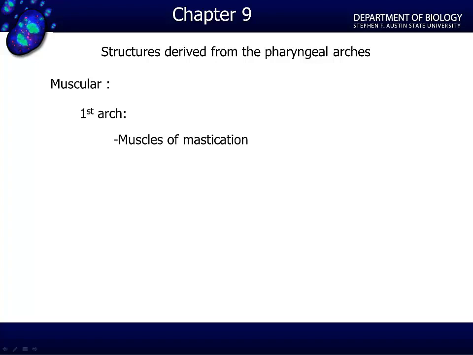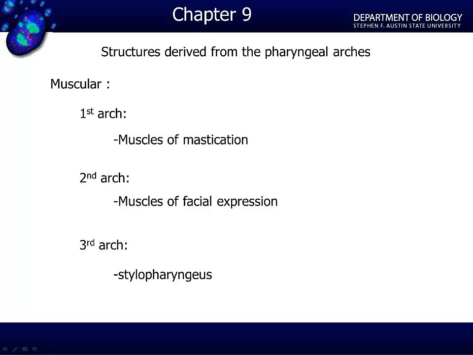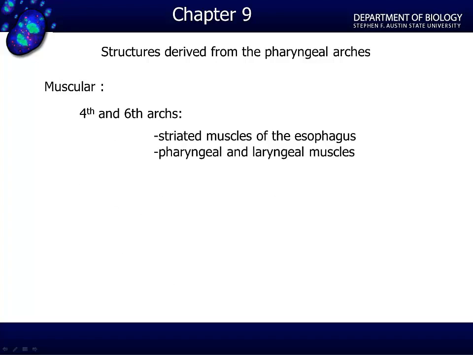Now, muscular components. The first arch, we're going to get muscles of mastication. Remember, we have muscle precursors present in this arch tissue as well. The second arch, muscles of facial expression. The third, stylopharyngeus, is the muscle derived from the third arch tissue. And the fourth and the sixth arches, we're going to see striated muscles of the esophagus, and then the pharyngeal and laryngeal muscles. Now, we say striated muscle esophagus because you remember the esophageal muscle, the upper third is going to be striated. It's going to be voluntary. But as you move lower and lower down the esophagus, you have a transition from striated voluntary to smooth involuntary muscle.